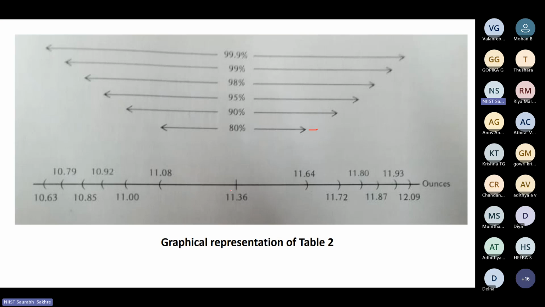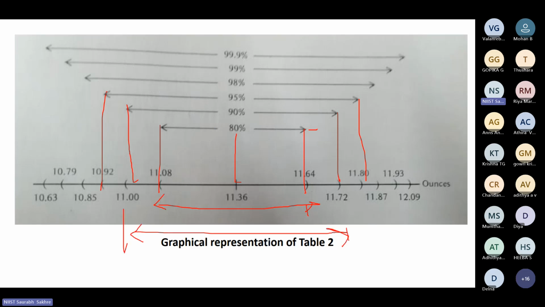11.36, 80%, this one 11.02. If it is 90%, this one. If it is 95%, this one. Now I want you to observe one thing. When my degree of confidence is less, let's say 80%, my range is also less. And when my degree of confidence is more, my range is also more. Because when I want to say something confidently, I try to make it more generalized. So as my confidence level is increasing, my range is also increasing.